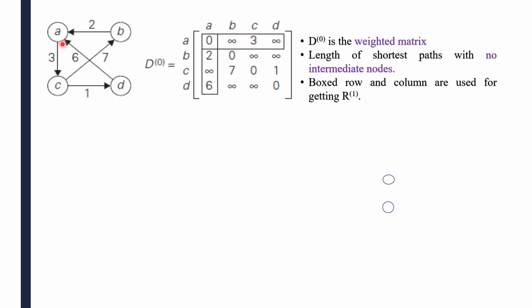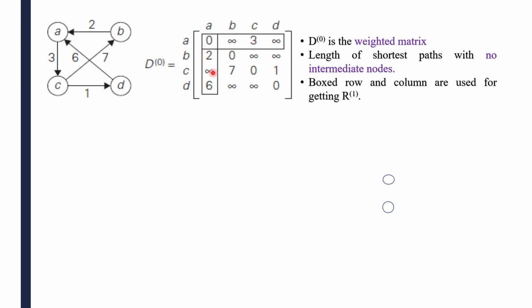And A to C. See, A to C direct path is there, and what is that distance? It is 3 here. Next, A to D. Is there any direct path? No. That's why it is infinity. Now source is B and destination is A. B to A, yes, path is there. What is that distance? It is 2 here. Next, B to C, there is no direct path between B and C. That's why it is infinity. In the same way, B to D also there is no path. That's why it is infinity.